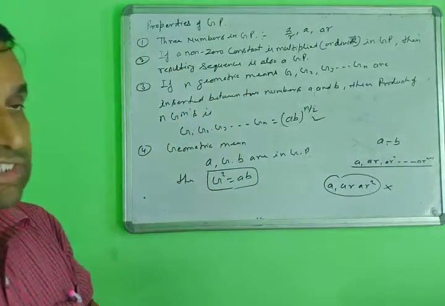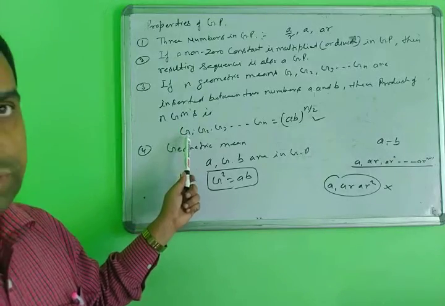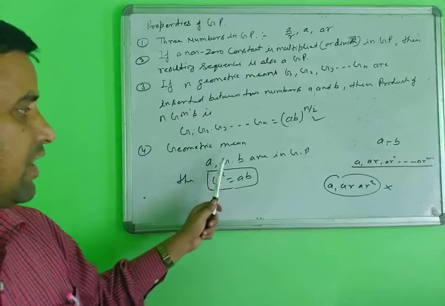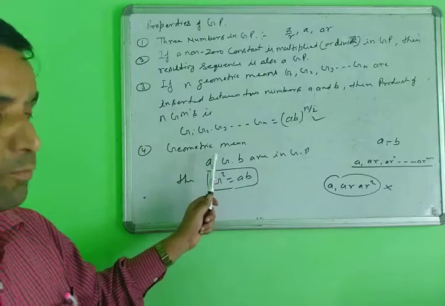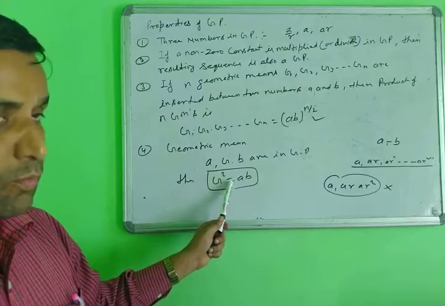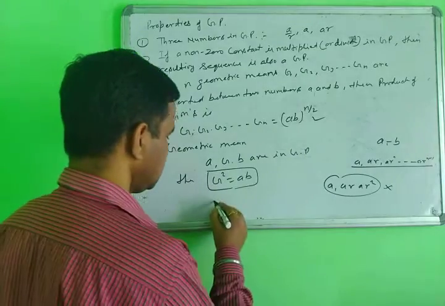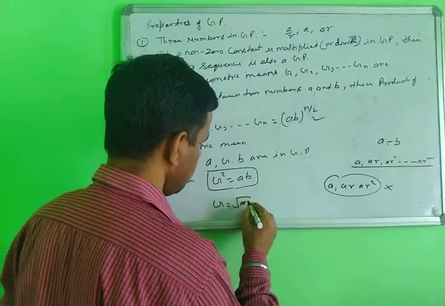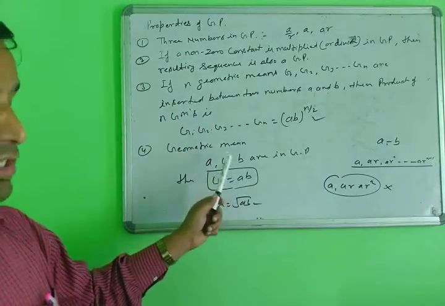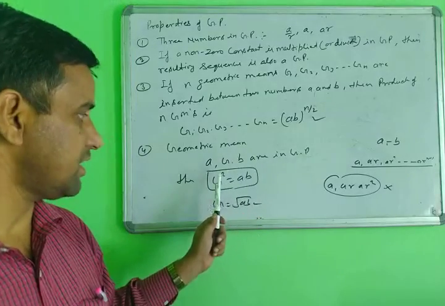And what is the G here? G here means geometric mean. How to find the geometric mean here? Suppose you have A and B and you require one geometric mean, then you will write G square equal to AB. Otherwise you can say G equal to root AB. You can say it in this way: G square equal to AB. This is how to find only one geometric mean.